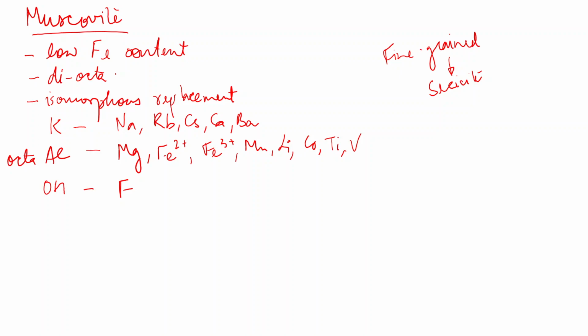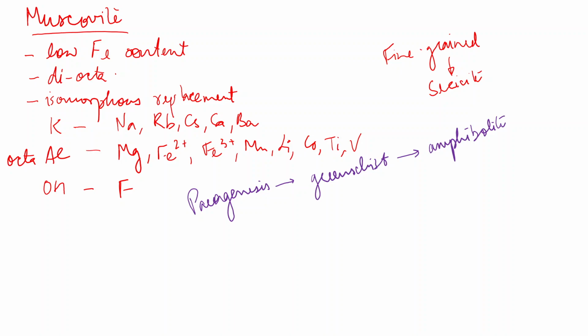So when we talk about the paragenesis of muscovite, it occurs in a wide variety of metamorphic grades, which can exist from greenschist to amphibolite facies rocks. Muscovite can occur from greenschist to amphibolite facies.